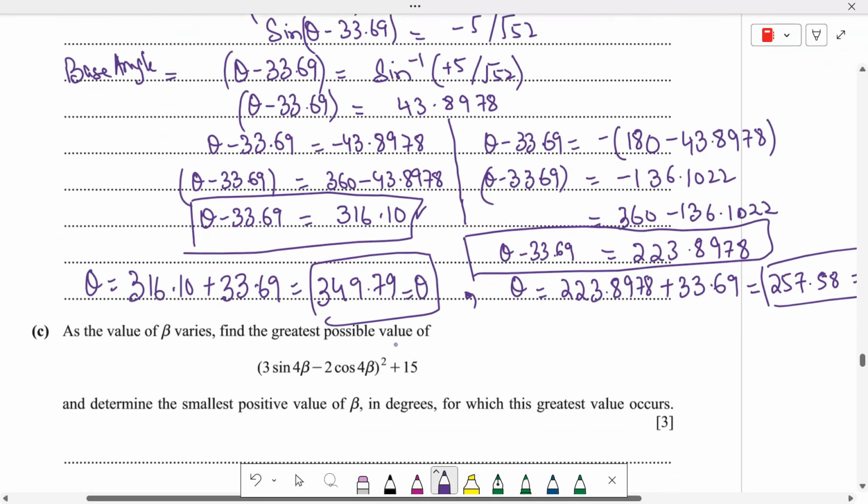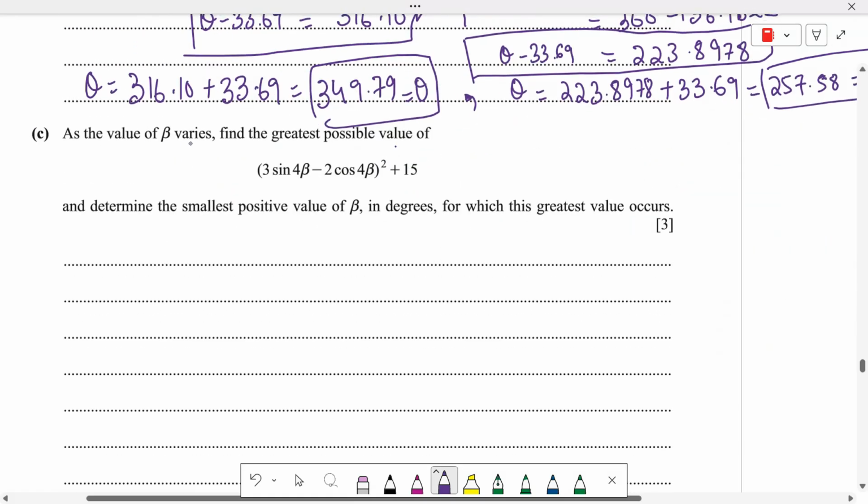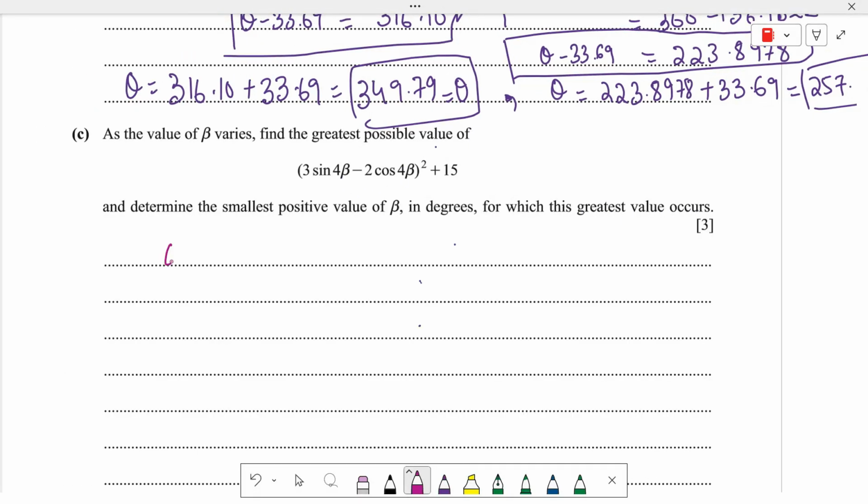Now let's move to part C. As the value of beta varies, find the greatest possible value of this expression and determine the smallest possible value of beta in degrees for which this greatest value occurs. Okay, from part A, 6 sine of theta minus 4 cos of theta is equal to under root 52 sine of theta minus 33.69.